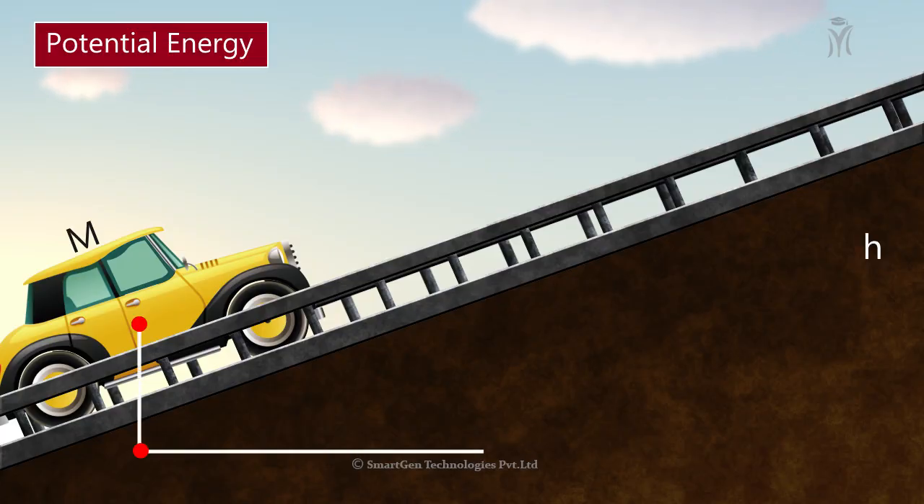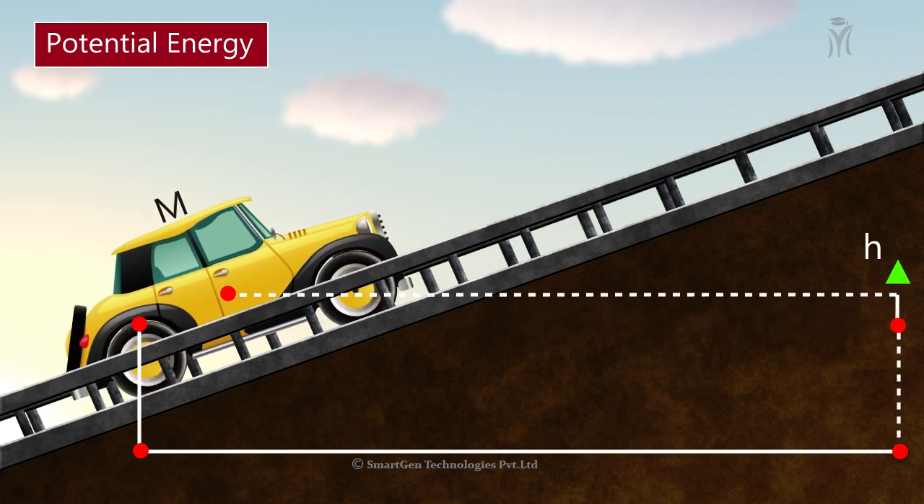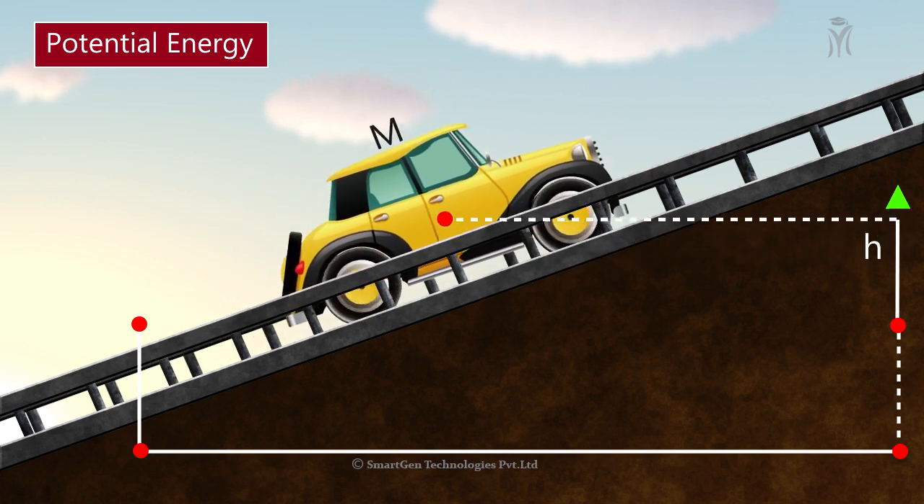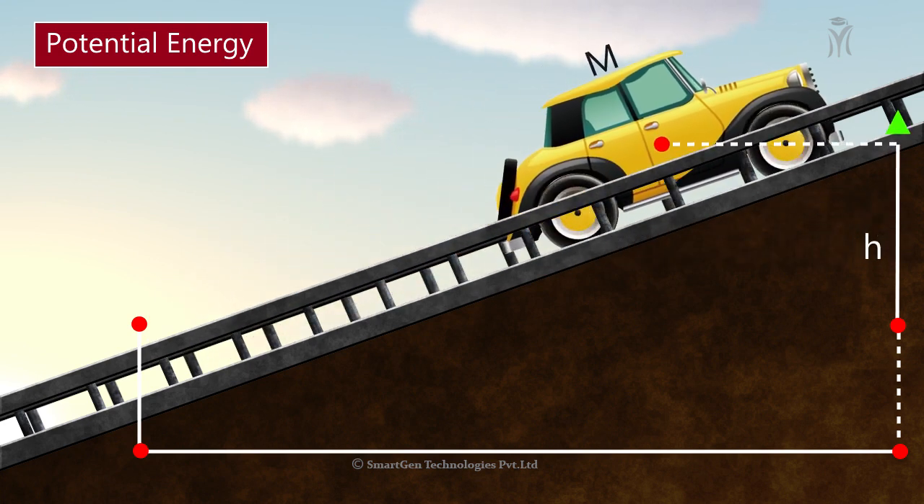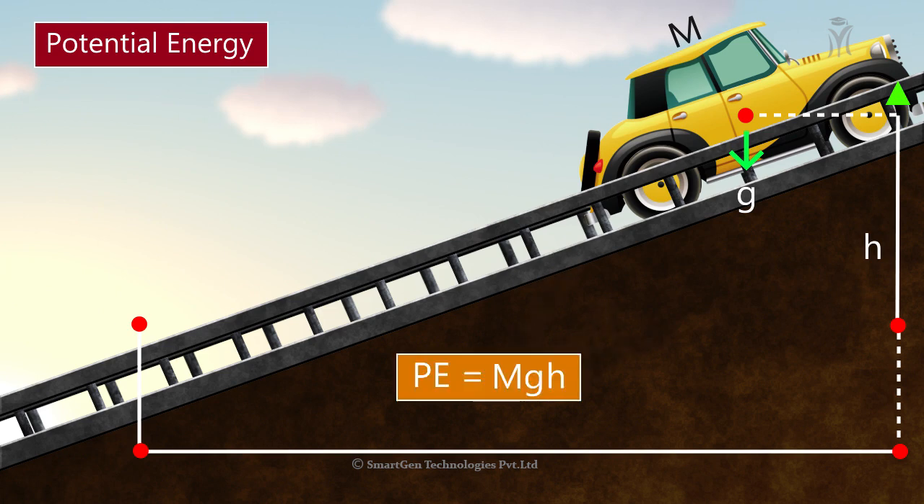Potential energy represents the stored energy within a system. An example of potential energy is when a system is held at a certain height, there is a stored amount of energy within that system which will be released when the system is allowed to fall. PE is equal to m g h.